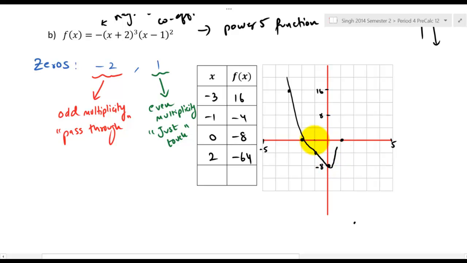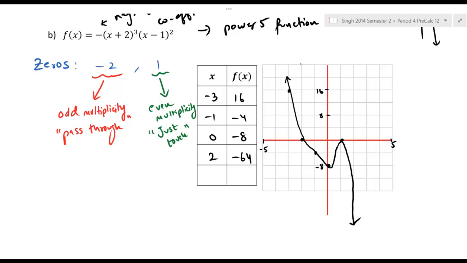It has to pass through that 0 because that was the one that was odd multiplicity. This 0 is going to barely touch and bounce back, and then I know it's eventually going to end up at the bottom over there. So my graph should have a shape that kind of looks like this. Mine is not very nice and smooth because again of the tablet, but yours should be a bit smoother than that.